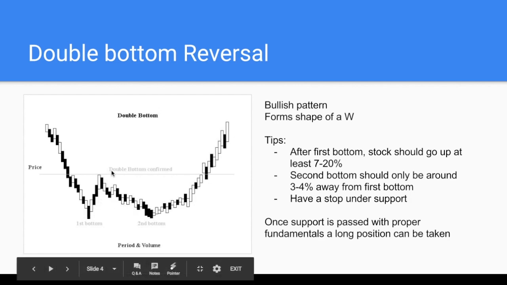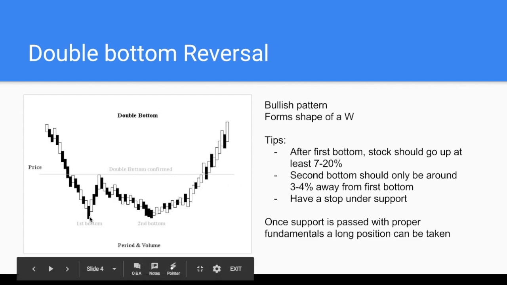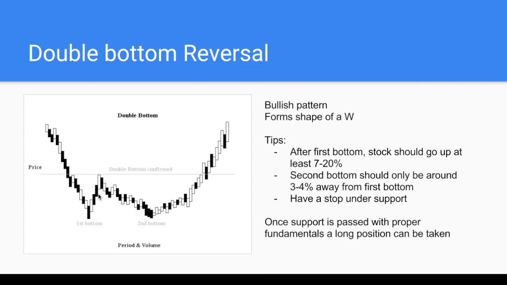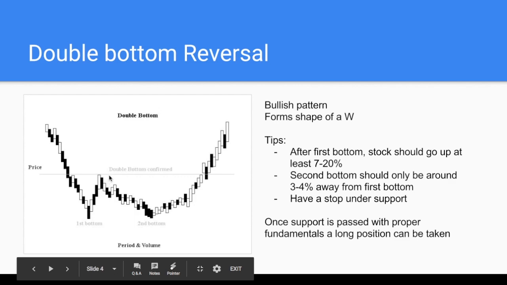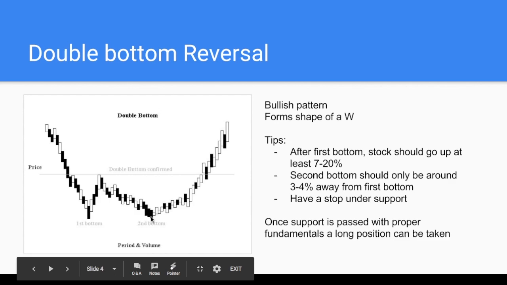Some tips for this pattern: after the first bottom, the stock should go up at least 7 to 20%. What that means is that after this first bottom, the stock should go up to form that middle part of that W at least 7 to 20%. It doesn't necessarily have to go up that much, but if you're just trying to spot an easy double bottom, it should be at least 7 to 20% higher as it's climbing. That's definitely a good sign, and if it makes that second bottom, it's definitely something that I would jump into.